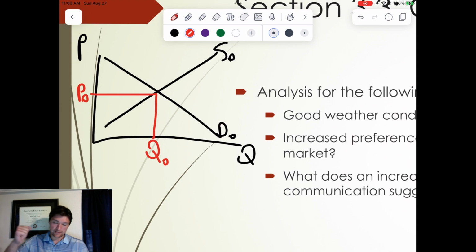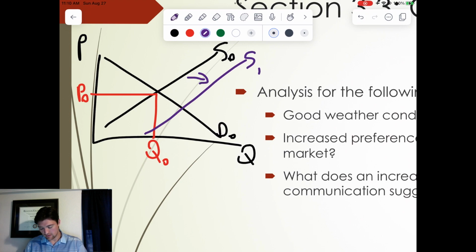Now, is it a right or left shift? Well, by having good weather conditions, we can have more fish, so that's more supply. That's going to be a shift to the right. So we're going to have the supply curve shift to the right, and this will be S1. Notice how I'm drawing an arrow to let me know, and anybody know, what's happening. So, shift it to the right, and we draw the new supply curve S1.